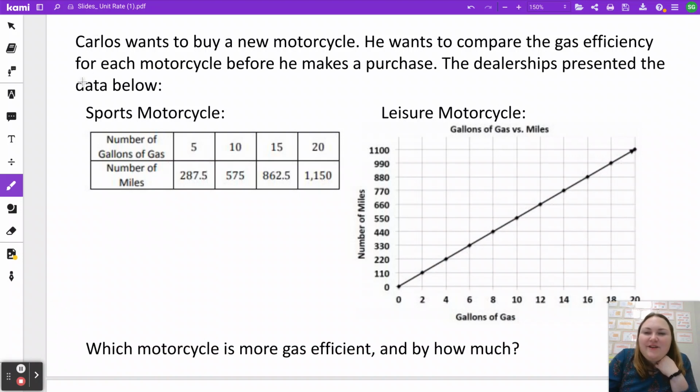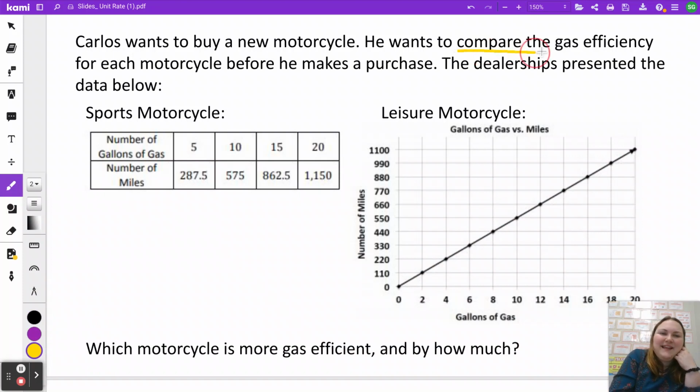So in this story, it tells us that Carlos is buying a new motorcycle and he's comparing these two motorcycles. This first one is called the sports motorcycle. The second one is called the leisure motorcycle. Again, when you're shopping for things, there's, I'm sure, a lot of different things you are considering, but it says here that in this situation, Carlos wants to compare the gas efficiency for each motorcycle to help him make that decision. In order to answer this question, we need to know what they mean by gas efficiency.